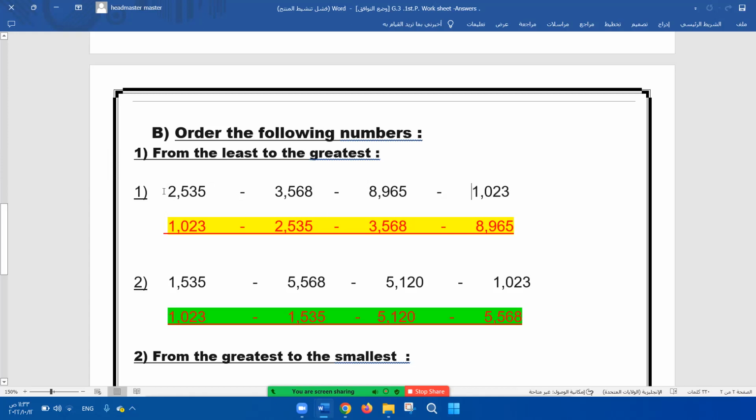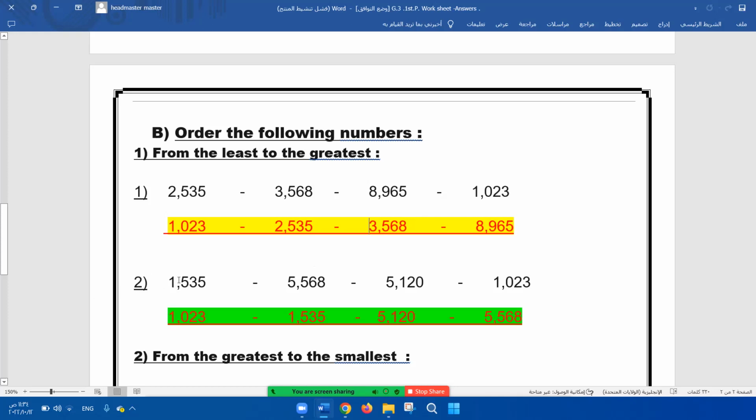And the next one is 2,535. And the next one is 3,568. And the biggest number is 8,965, because it has 8 in thousands place. So now we ordered them from the least to greatest.